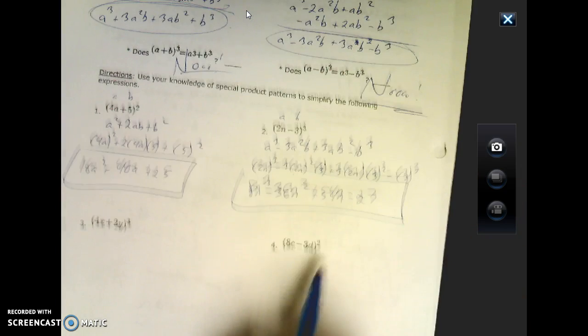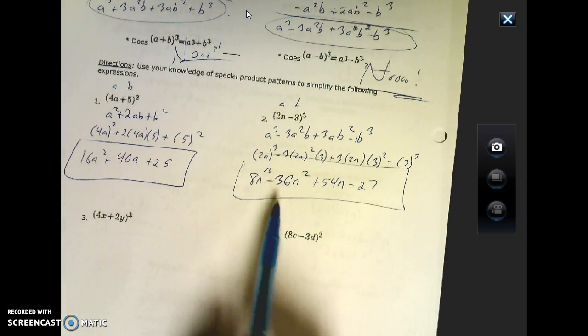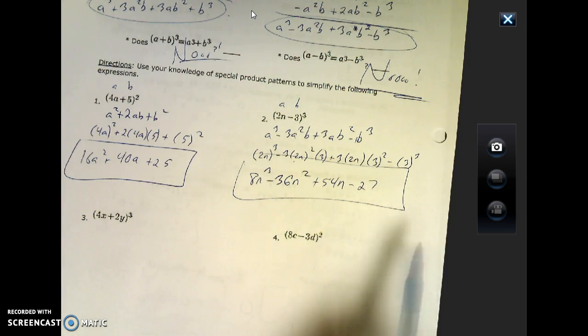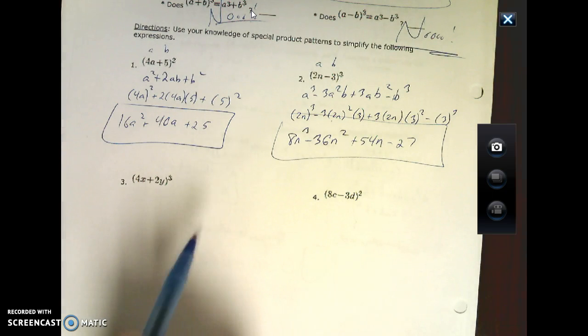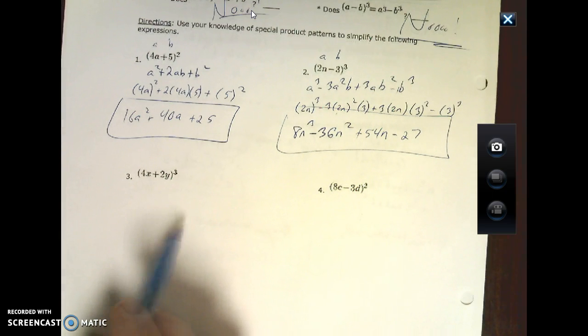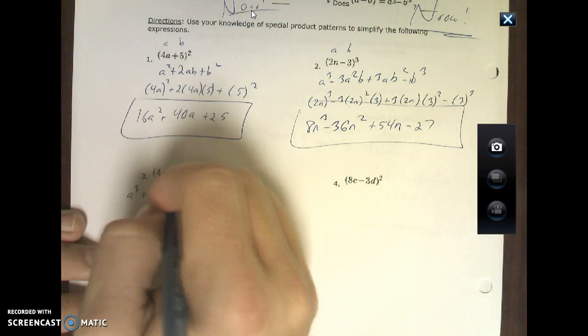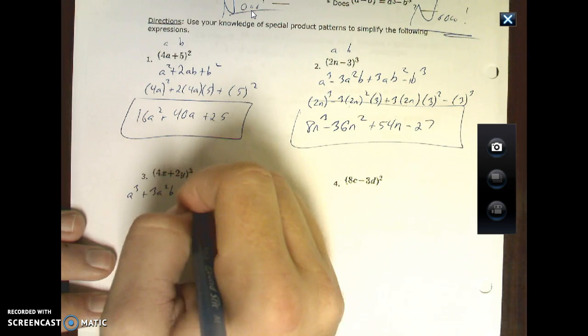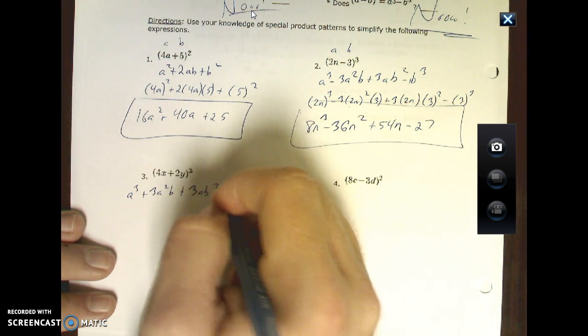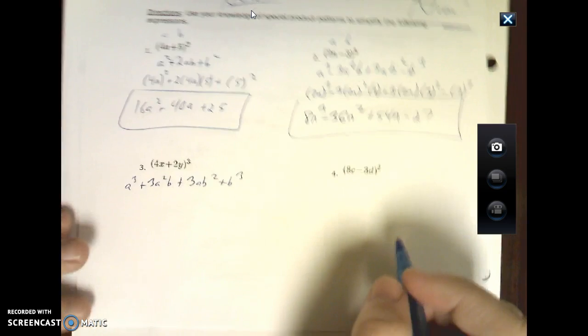When you do these, you'll know you did them right if you go from the highest exponent to the next highest all the way down. It's always in standard form. All right, last two here. Same idea. This is a cubed plus 3a squared b plus 3ab squared plus b cubed. Throw everything into your pattern.